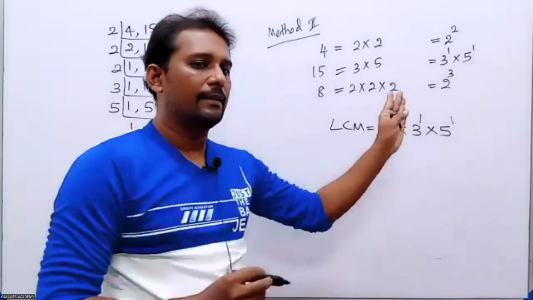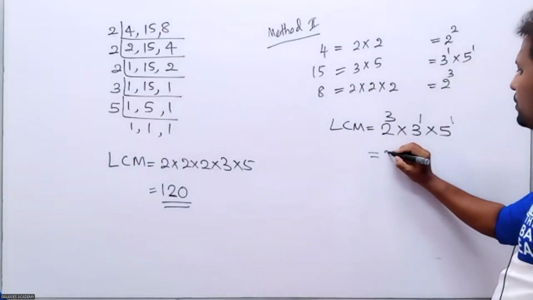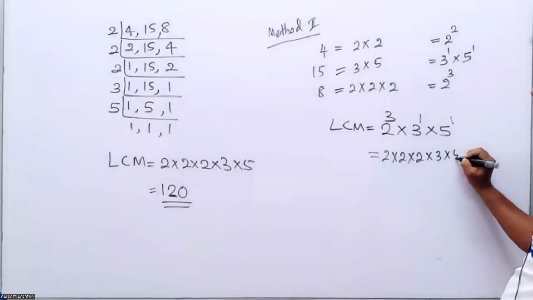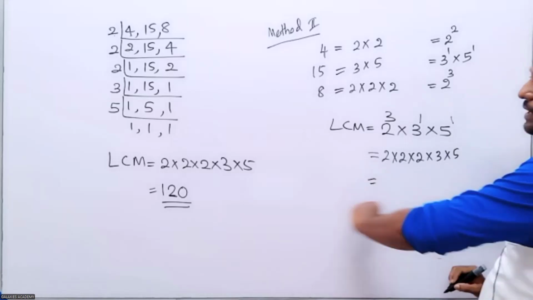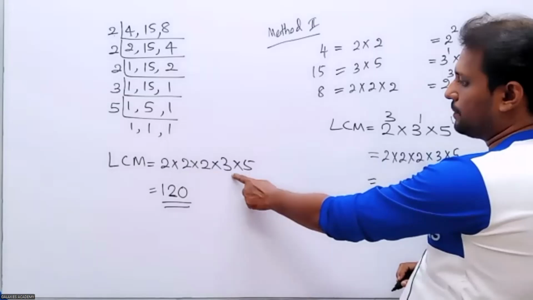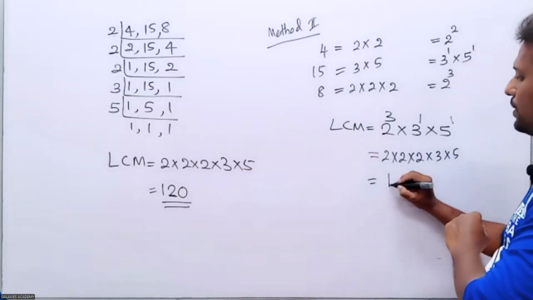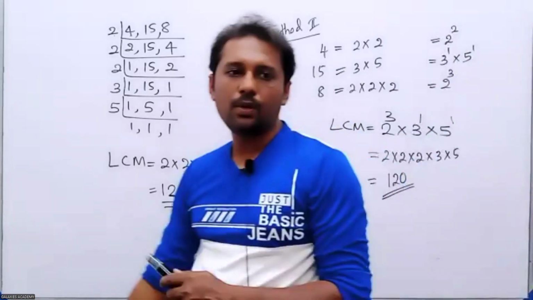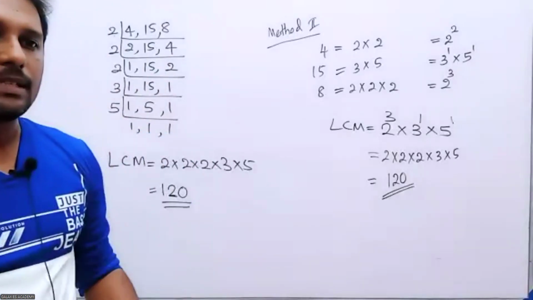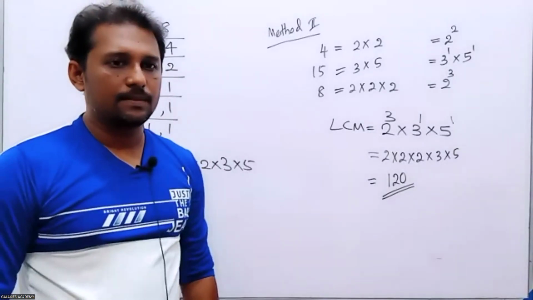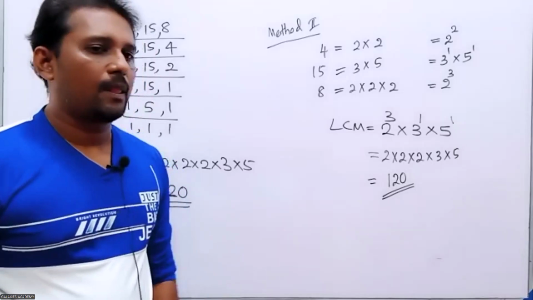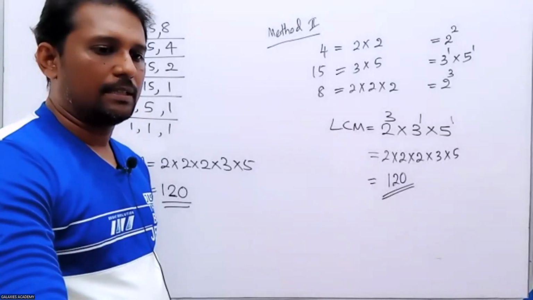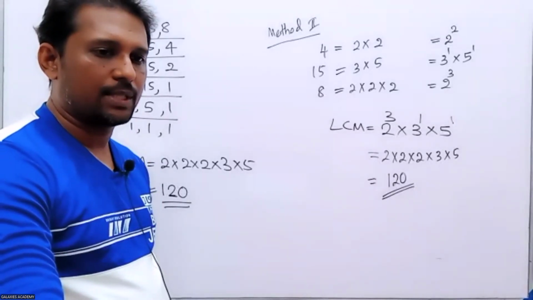So you can write the expanded form. 2 to the power 3 means 2 multiply 2 multiply 2, then 3 multiply 5. Same one, no? 2 multiply 2 multiply 2 multiply 3 multiply 5, same. So what is the answer? 120. Right? There are 2 methods you can use to find the LCM of the given numbers. Right, then we can go to our next question.